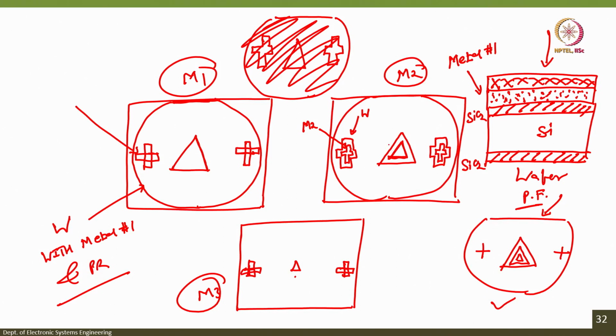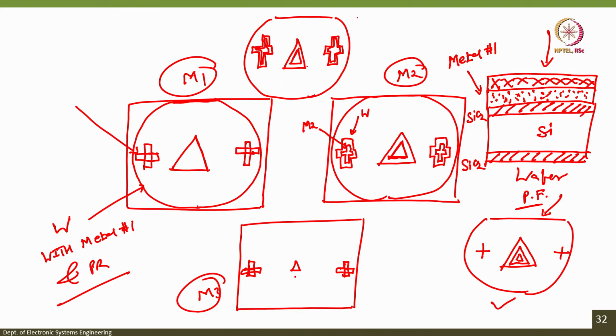Then you have to expose it with UV after alignment, and then you have to develop the photoresist, and when you etch it, the etchant for metal 2 should not affect metal 1, right. Otherwise the bigger triangle will get etched, correct. So, now once you have that, you have a wafer with 2 triangles and 2 alignment marks like this, aligned in the middle of the first alignment mark.